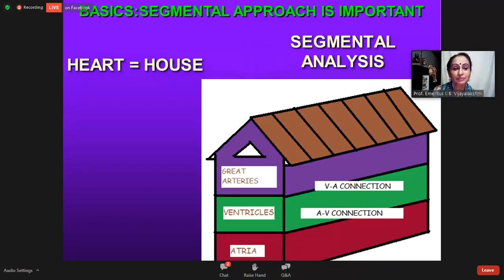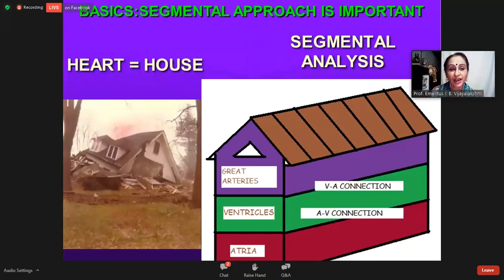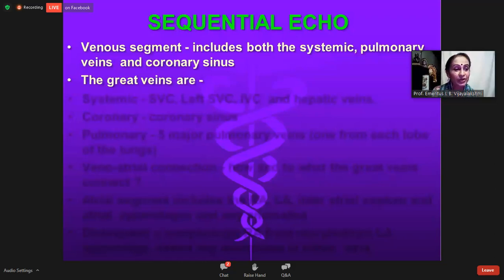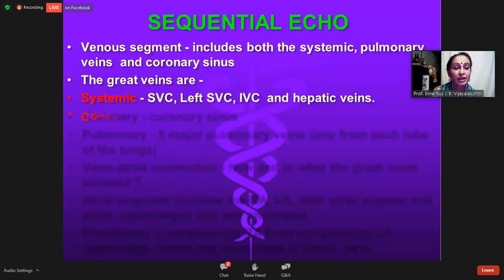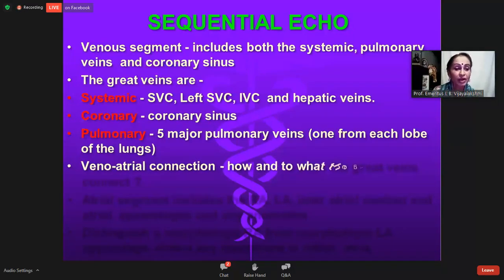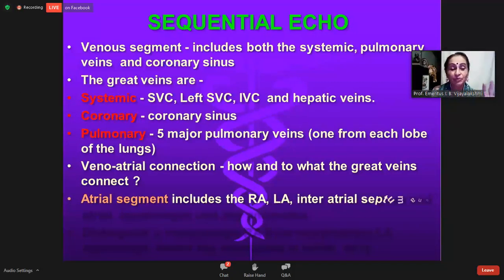Now when you start the basics, you have to start with the segmental approach. If we don't have the segmental approach, our diagnosis will collapse like this. And hence, remember, sequential echocardiography: the venous segment includes both systemic and the pulmonary veins and the coronary sinus. The great veins are systemic, superior vena cava, LSVC, inferior vena cava, and hepatic vein. Coronary, we have the coronary sinus. Pulmonary veins, we have 5, not 4.